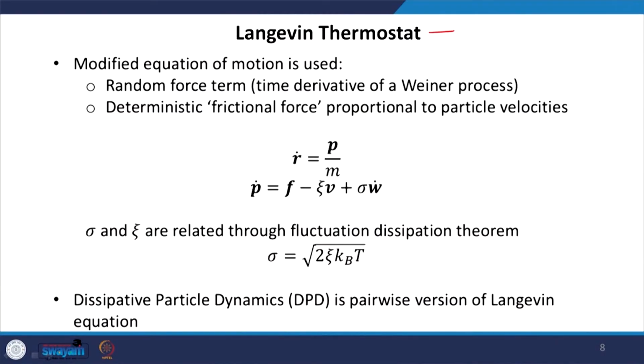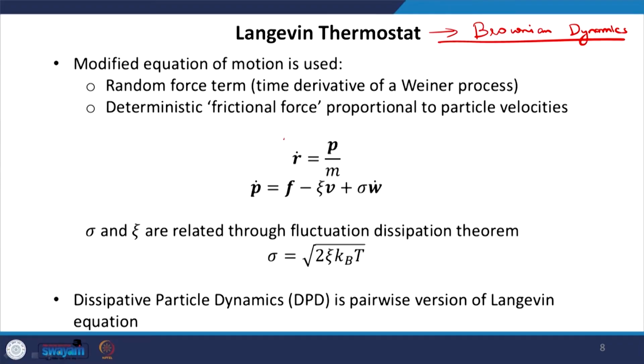The next method that is also a stochastic one is the Langevin thermostat. This is also used in non-equilibrium simulations like Brownian dynamics, but since we are focusing on the equilibrium behavior now, let us keep the discussion of Brownian dynamics for later. So, in this case what we do is we slightly modify the equation of motion itself.